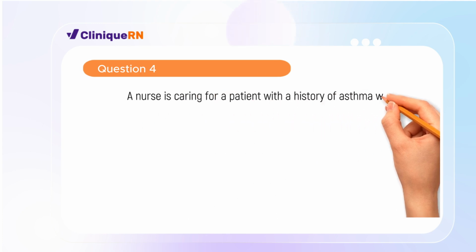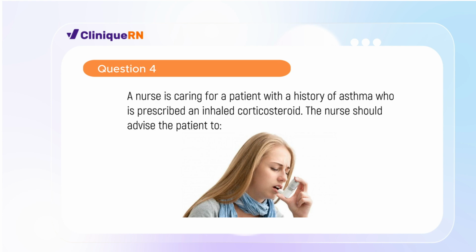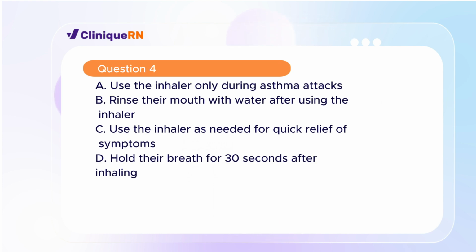Question 4. A nurse is caring for a patient with a history of asthma, who is prescribed an inhaled corticosteroid. The nurse should advise the patient to: A. Use the inhaler only during asthma attacks. B. Rinse their mouth with water after using the inhaler. C. Use the inhaler as needed for quick relief of symptoms. D. Hold their breath for 30 seconds after inhaling.